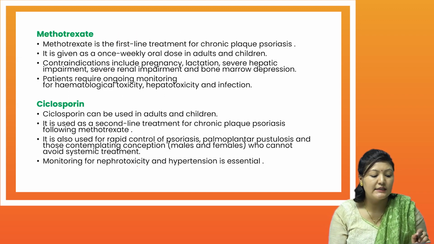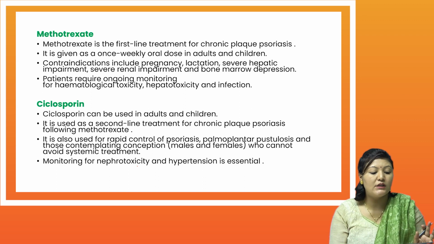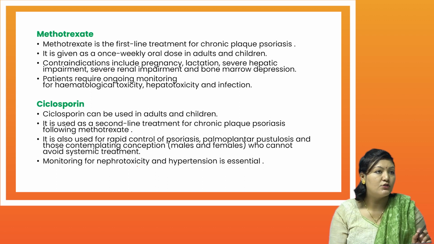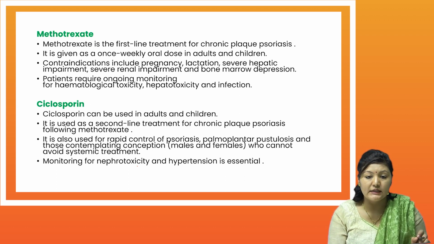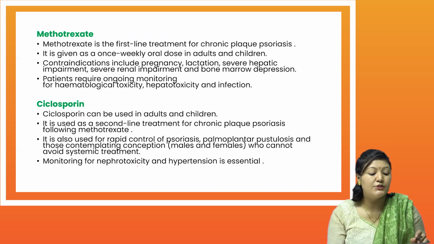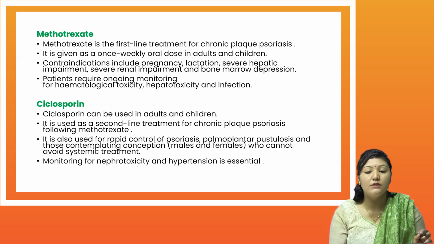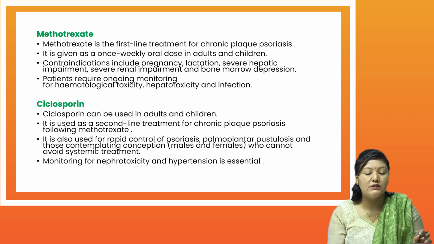Now coming to methotrexate and cyclosporin. Methotrexate is a first line treatment for chronic plaque psoriasis. We can give a once weekly oral dose in adults and children, but it cannot be given in pregnancy, lactation, severe hepatic impairment, severe renal impairment, and bone marrow suppression. As it is a teratogenic drug, it is absolutely contraindicated in pregnancy. So when we are giving it to a female patient, we should always rule out whether she is pregnant or not. The patient also requires ongoing monitoring for hematological toxicity, hepatotoxicity, and infection.